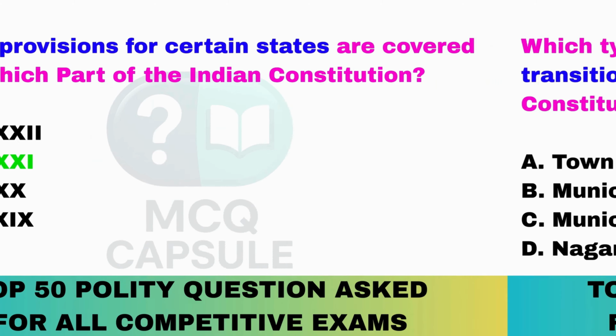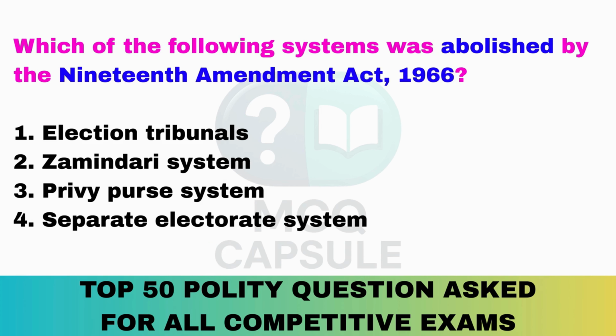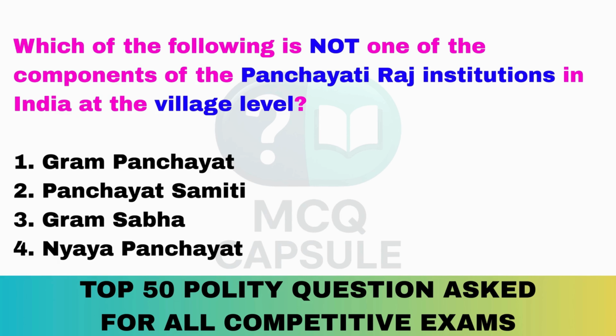Part 21. Which type of municipality is formed for a transitional area under Article 243Q of the Indian Constitution? Nagar Panchayat. Which of the following systems was abolished by the 19th Amendment Act, 1966? Zamindari system. Which of the following is not one of the components of the Panchayati Raj institutions in India at the village level?